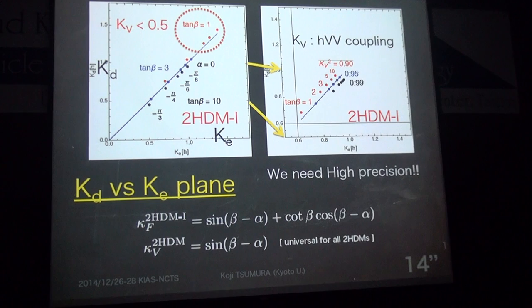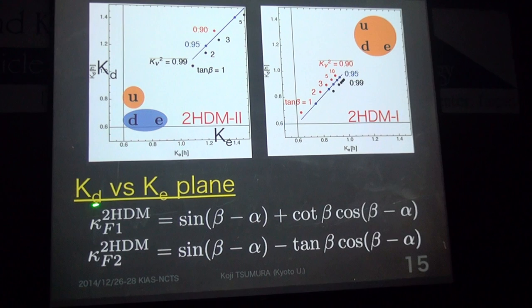This is a kappa d, kappa e plane. This axis is kappa e, and this axis is kappa d. This is the case in the type 1 two-Higgs-doublet model, and this is the case in the type 2 two-Higgs-doublet model. As I already showed you, in the type 1 two-Higgs-doublet model the kappa F factor is universally corrected, just similar to the singlet extension model. Then we only have the horizontal diagonal line.